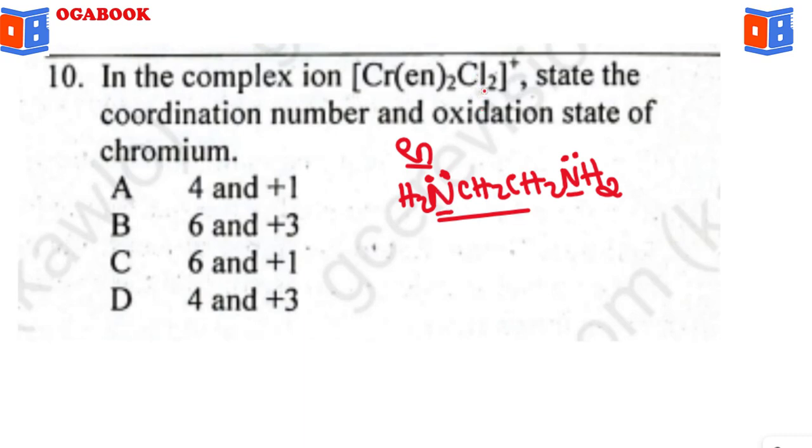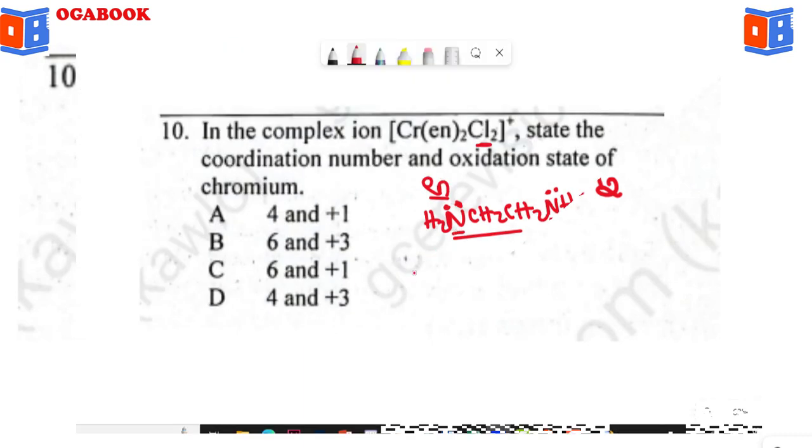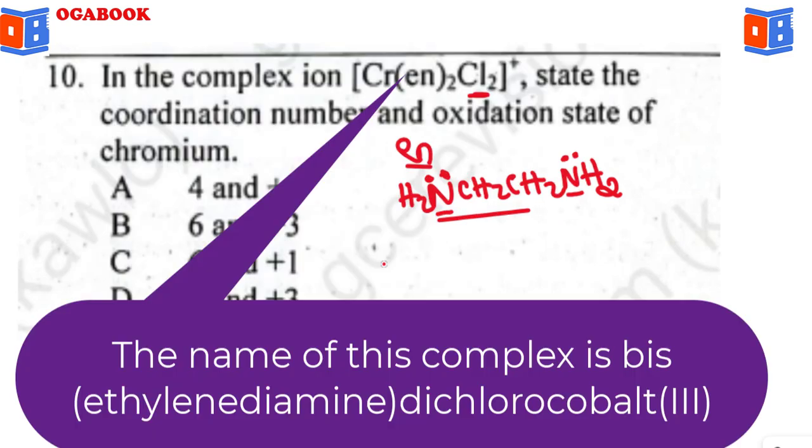Chlorine can also form a bond, and there are 2 chlorine atoms. It means that they will form 2 bonds. And now, since there are 2 ethylenediamine molecules, they are going to form 4 bonds altogether. Therefore, the coordination number is 6. Coordination number is defined as the number of coordinate bonds that ligands can form with the central metal atom.